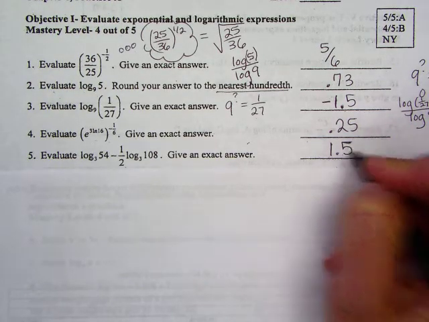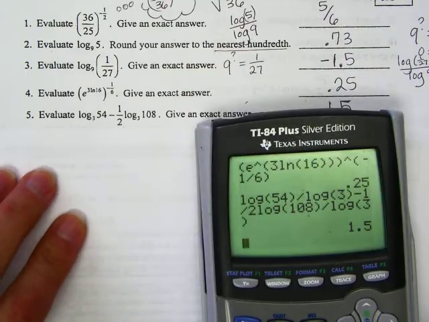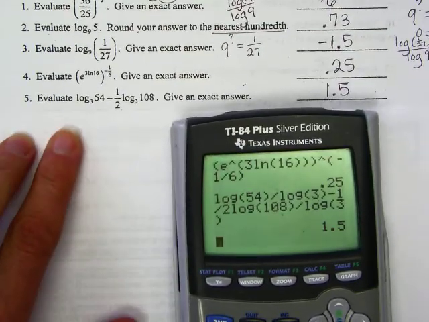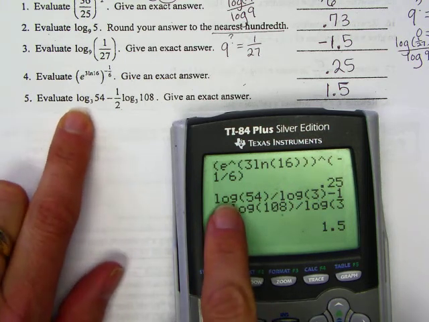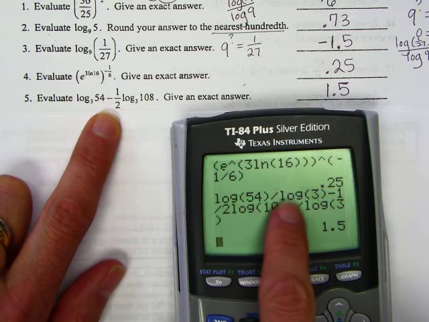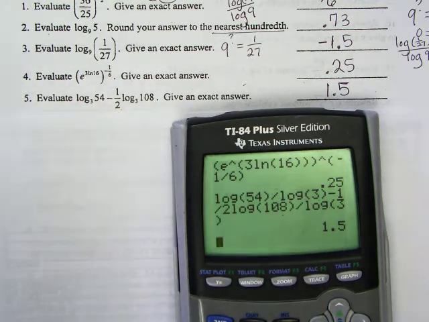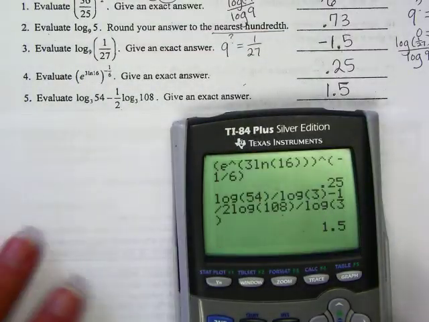Okay. Now again, I'm going to pretend I have no idea what logs mean. I hope that's not true, by the way. I have no idea what logs mean, and I'm just going to type it in. Okay. So I've got log of 54, and again, I got to close that parenthesis, divided by log of 3. I keep referring to this formula sheet we've got. What I'm using right here is the change-of-base theorem. Okay. So let me show that again.